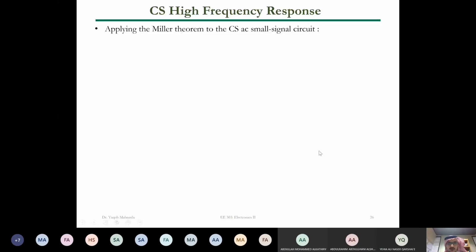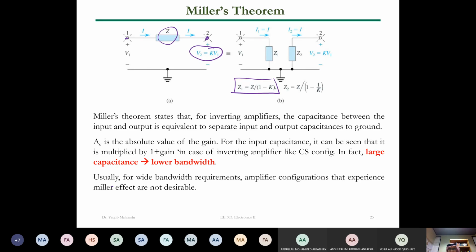Okay, I think we stopped here last time in the Miller theorem, and we said, okay, if you have a gain between two nodes, an inverting gain, and you have a floating capacitor, then you can split the floating capacitor into two grounded capacitors, C1 and C2. And one of them will be multiplied by one minus the gain. Because you have an inverting amplifier, now you are multiplying the capacitance by one plus the gain. Okay, so this was discussed already.